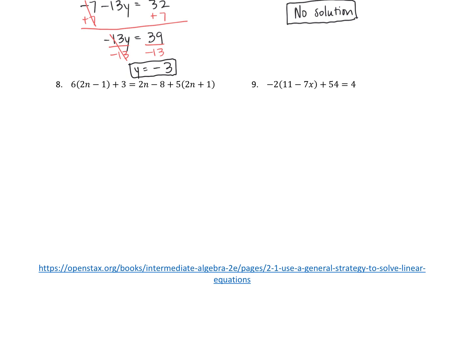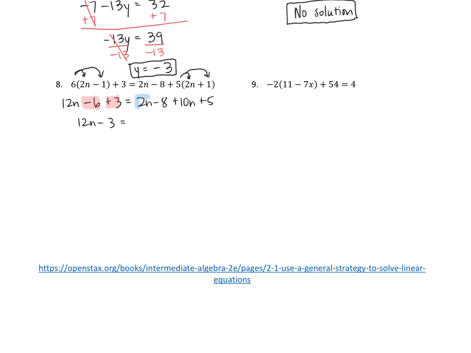Okay, number 8. We're going to start by distributing. 6 times 2n is 12n. 6 times negative 1 is negative 6. Plus 3 equals 2n minus 8. And then we're going to distribute the 5. 5 times 2n is 10n. And 5 times 1 is 5. Now we want to look on each side of the equal sign to find like terms. So we have negative 6 and a positive 3. So we'll have 12n minus 3 equals.